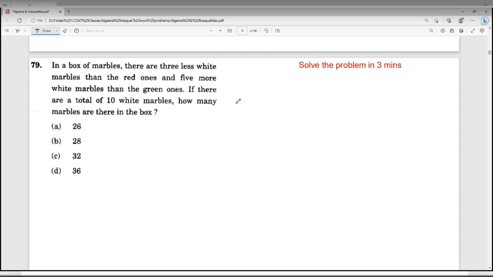In a box of marbles, there are 3 fewer white marbles than red ones, and 5 more white marbles than the green ones. If there are a total of 10 white marbles, how many marbles are there in the box? So there are 10 white marbles here. And then they are saying that there are 3 fewer white marbles than the red ones.